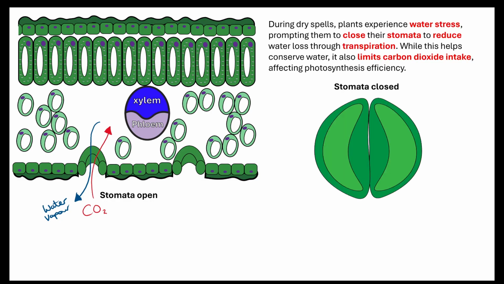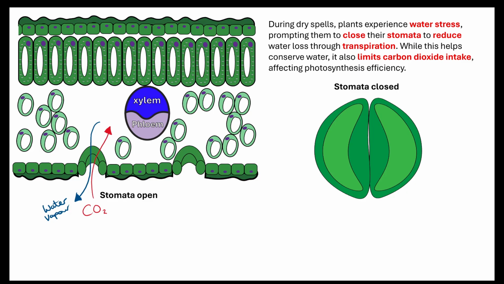So when there is a dry spell, when plants experience what's known as water stress, it will actually prompt them to close their stomata. They need to reduce that water loss through transpiration. Well, if they're going to close the stomata, what they're now doing is limiting the carbon dioxide intake. Now, limiting that carbon dioxide intake is going to affect photosynthesis efficiency.